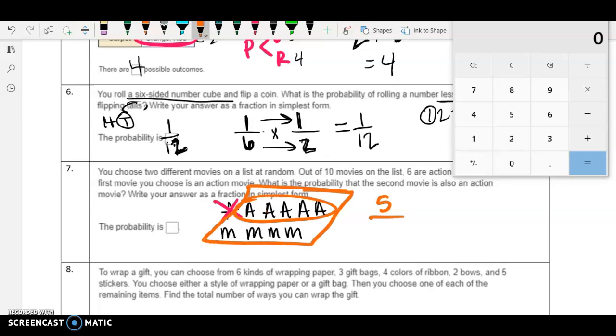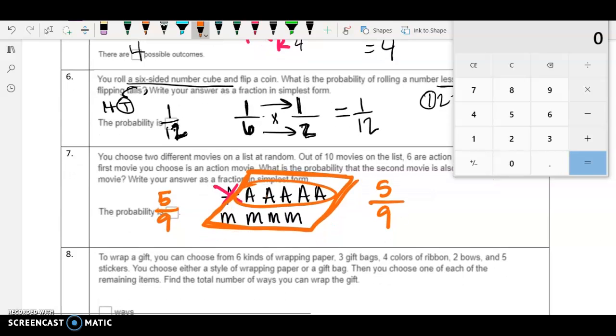I can't pick my other film, so when I take one away, I had 10, now I have 9. So it's 5 out of 9 movies are action films. So when I watch one, that now takes away from my total possible outcomes.